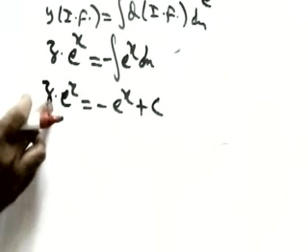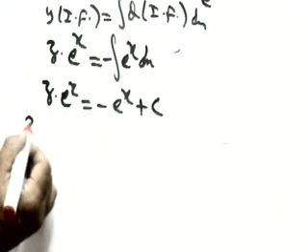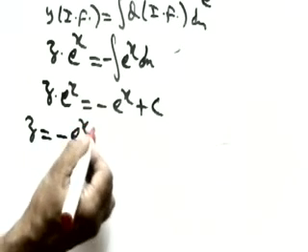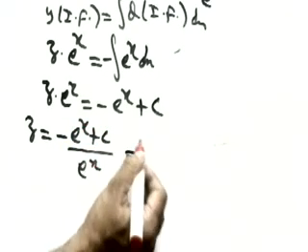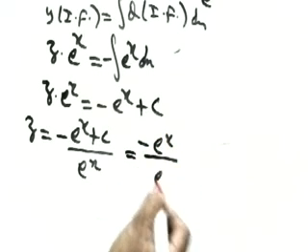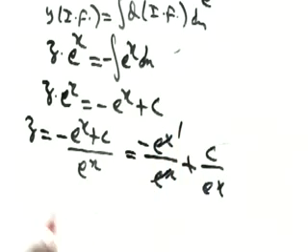We have to find the value of z from here. So let me bring this e power x there. So the value of z equals minus e power x plus c by e power x. To separate this, minus e power x by e power x plus c by e power x.